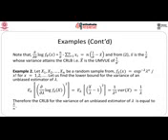We consider another example. Example 2. Let X1, X2, up to Xn be a random sample from a Poisson population with PMF f(x) equals e to the power −λ into λ to the power x divided by x factorial, where x equals 0, 1, 2, up to infinity, λ greater than 0.